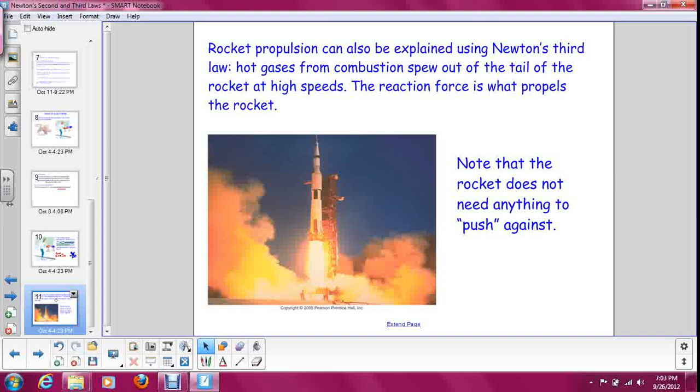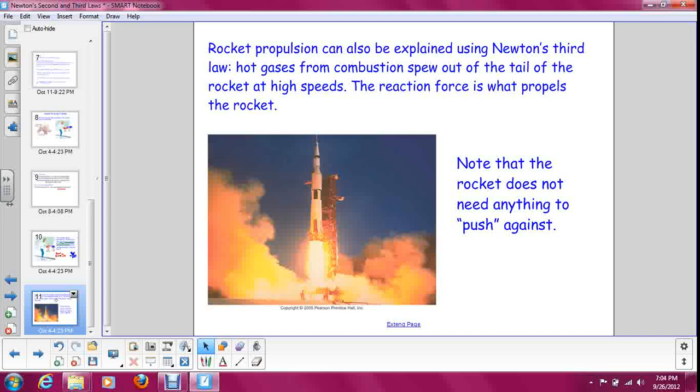This is how rockets work. Rocket propulsion can be explained using Newton's third law. Hot gases from combustion inside the engine spew out of the tail of the rocket at high speeds. And the reaction force is what propels the rocket. The rocket doesn't actually have to push against anything. And this is why a rocket will work in outer space. In space, there's nothing for these gases to push against.